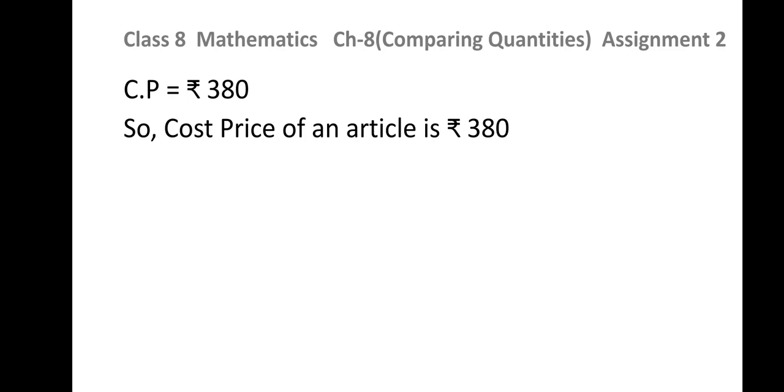So dear children, in this question, marked price is given to us, discount percentage is given to us. First of all, we have calculated selling price, that is SP, and then using this SP and profit percentage which is given to us in the question, we have calculated the cost price of the article. This is a very important type of the question. I think it is very much clear to you.